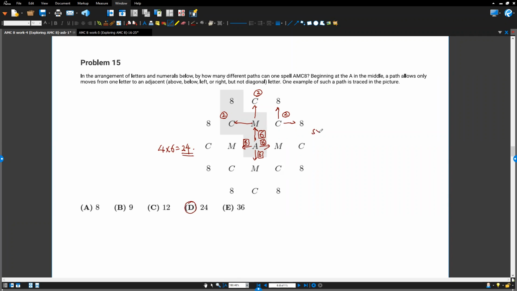Here, we have to use symmetry. You don't have to check every direction. Only check around one direction, and the others have the same pattern. Just check only one direction. Okay, all right, that is number 15.